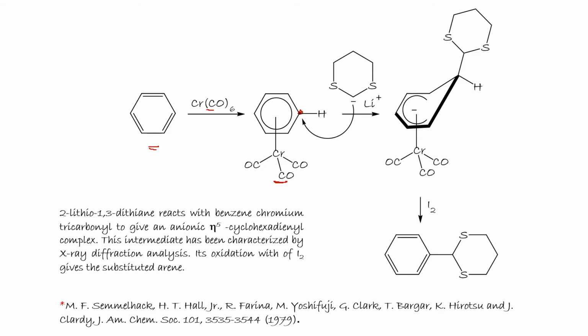The nucleophile will attack again ipso on this carbon, forming this intermediate, eta 5 cyclohexadienyl complex, which then can be oxidized by iodine to form the substituted benzene product. The structure of this intermediate was secured by X-ray, published in the Journal of the American Chemical Society in 1979.